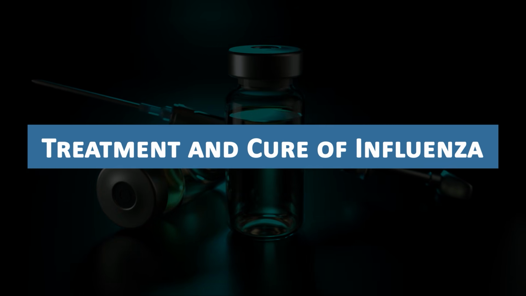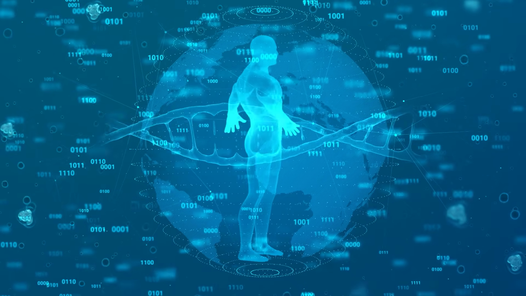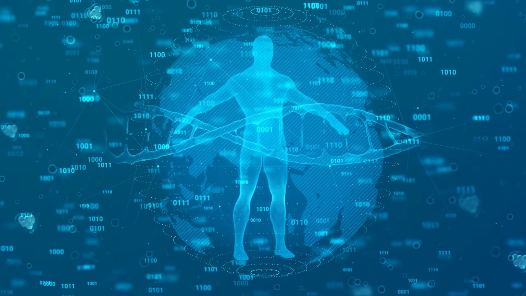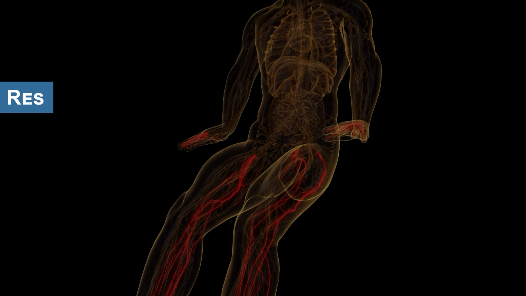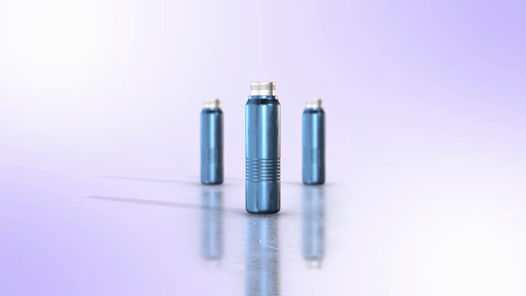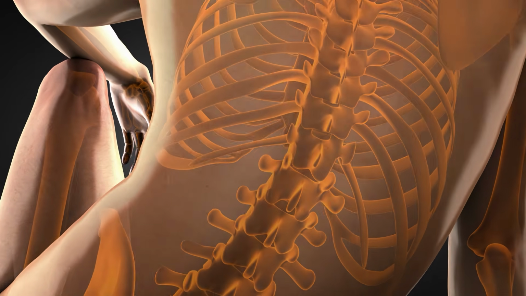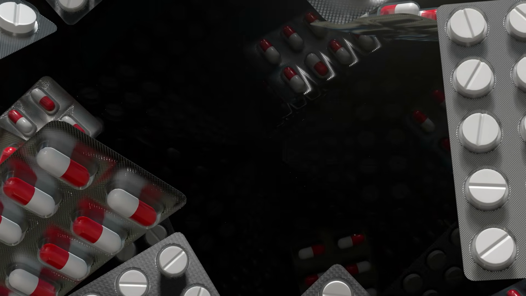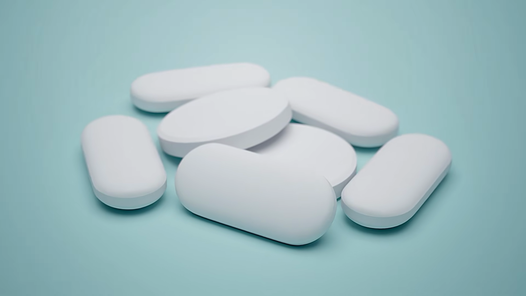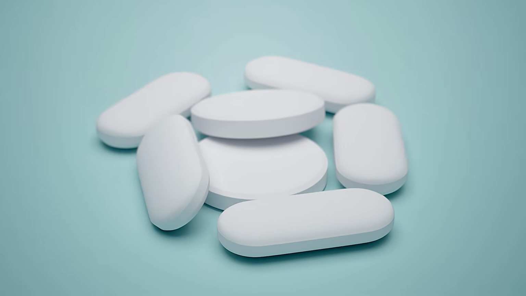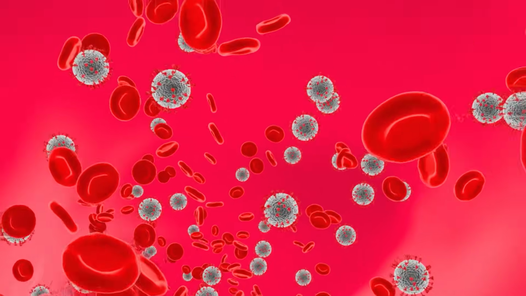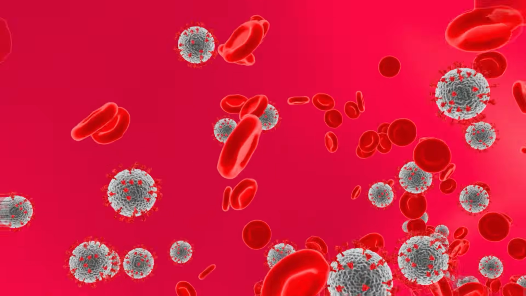Treatment and cure of influenza. There is no absolute cure that instantly eliminates influenza, but the illness can be effectively managed and treated. Most healthy individuals recover with rest, hydration, and supportive care. Drinking fluids helps prevent dehydration, while rest allows the immune system to fight the virus efficiently. Antiviral medications, such as oseltamivir and zanamivir, can reduce the severity and duration of influenza if taken within 48 hours of symptom onset. These medications work by inhibiting neuraminidase, preventing the virus from spreading inside the body.